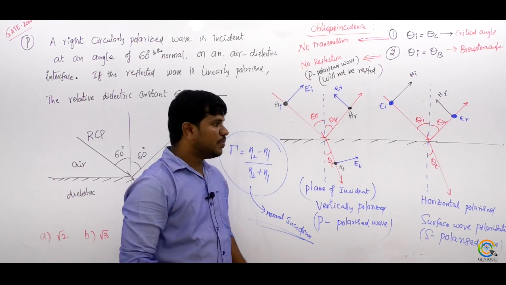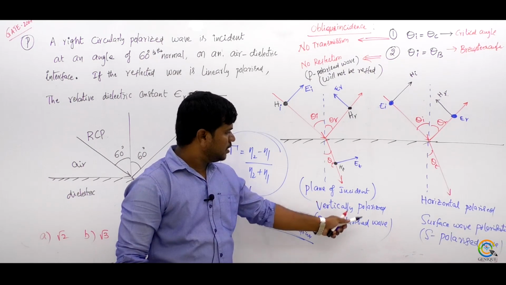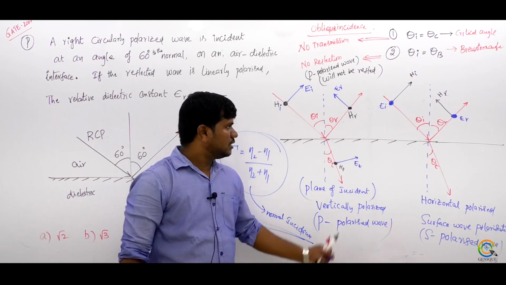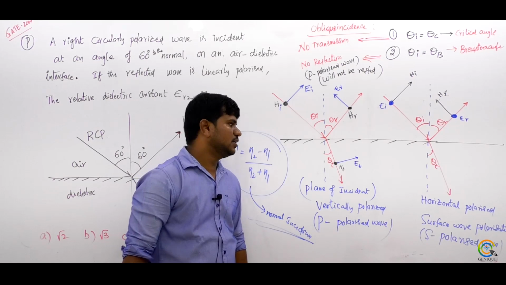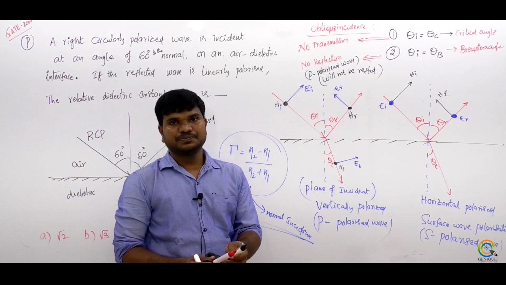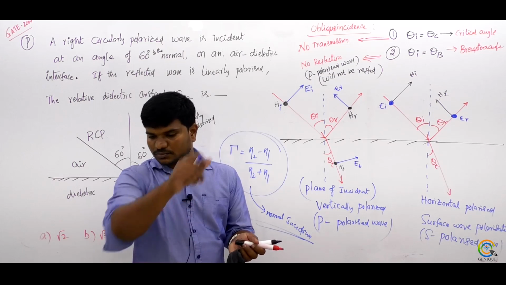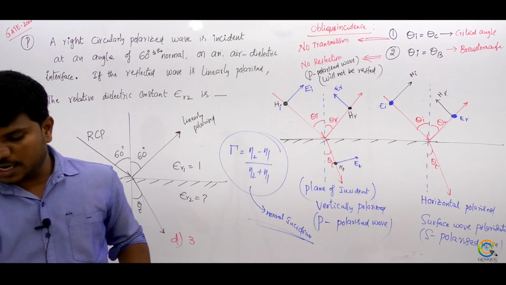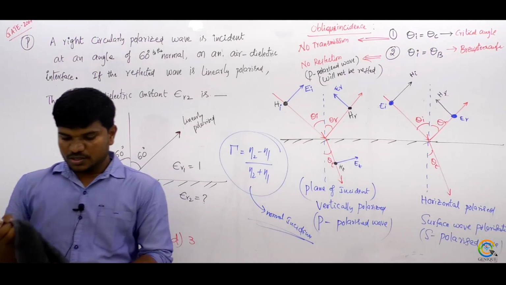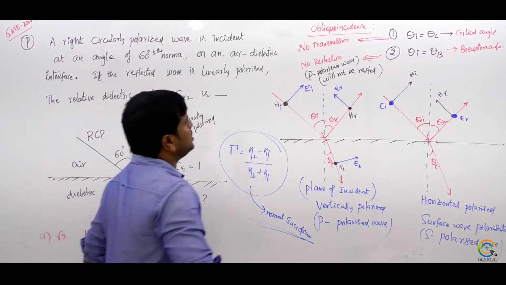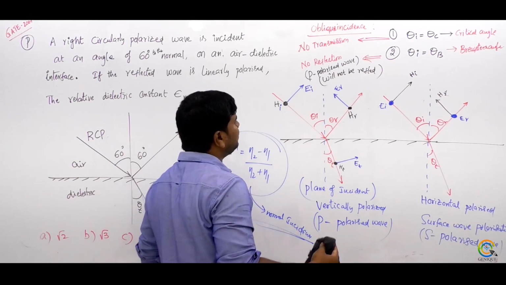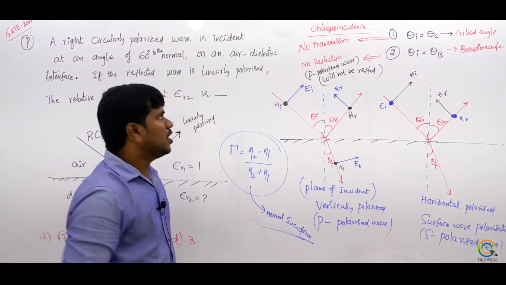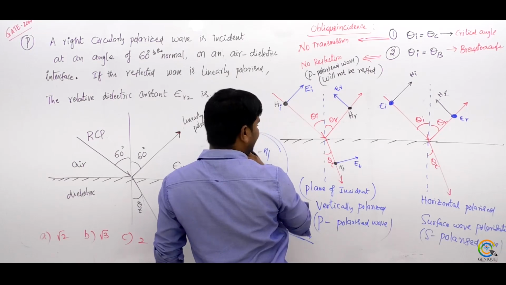Because there exist two kinds of polarizations here. Depending on the polarization, the orientation of the electric field, the reflection coefficients will change. So that's why we have to concentrate on how the wave is polarized. Now we define the reflection coefficient for the P polarized wave and S polarized wave. I hope it is clear.